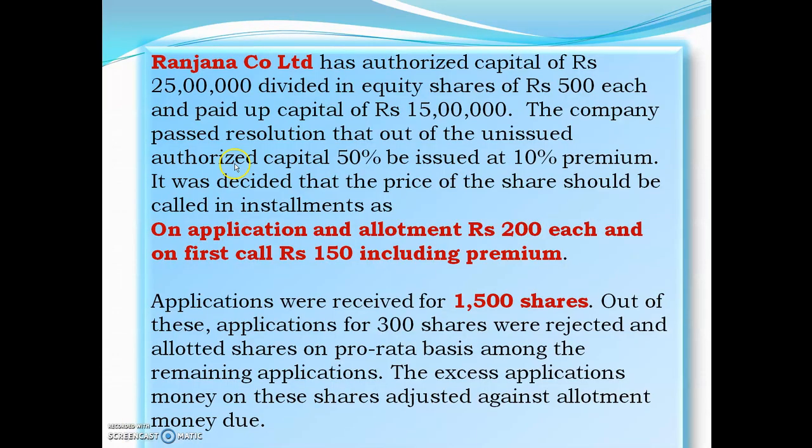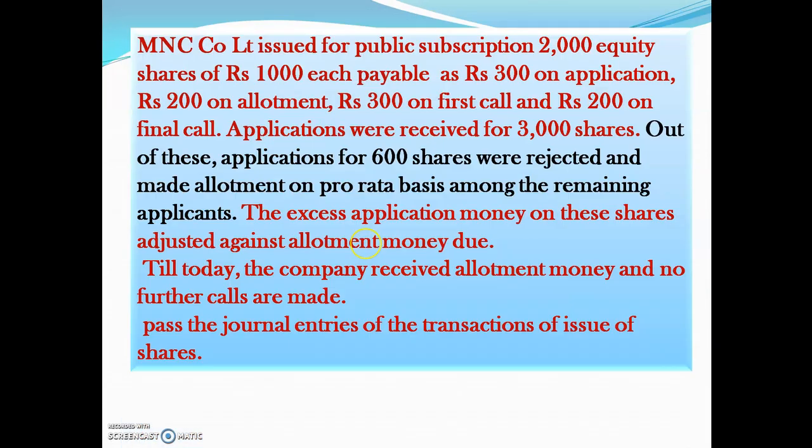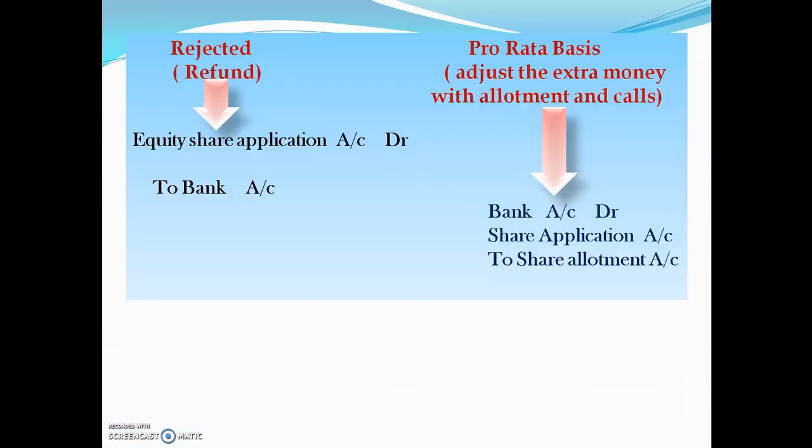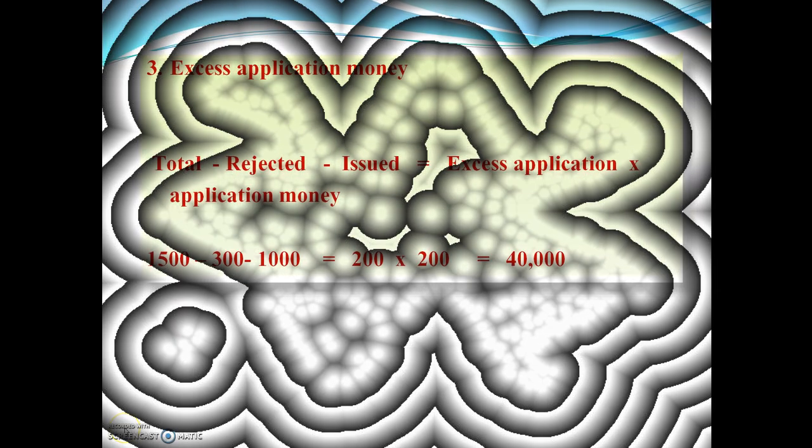See here, the number of shares rejected by the company, that is, applications for 300 shares were rejected. We have to multiply this 300 with the application money, that is 200. So the final amount will come here, 60,000. Rejected shares multiplied with application money per share is 60,000. Okay, this is the second one.